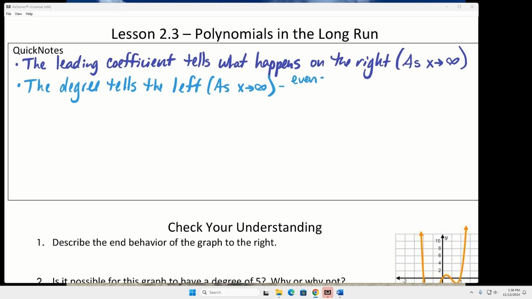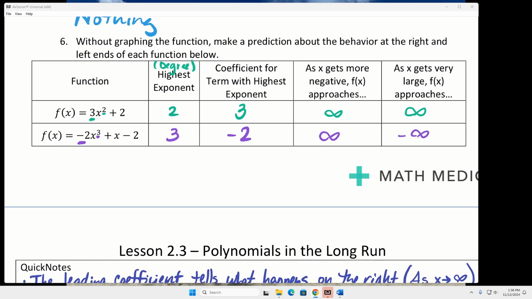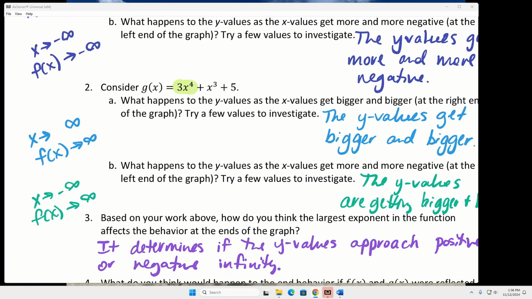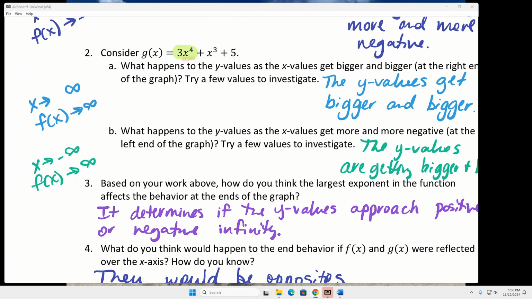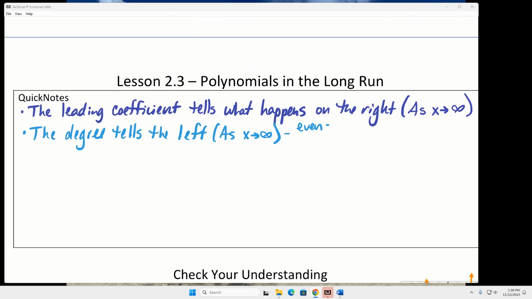And so an even degree is what we had for this one, and for the second one. Right, and if you notice on both of those, the left and right were the same. So if the degree is even, the left is going to be the same as the right. And if the degree is odd, it's going to be opposite of the right.